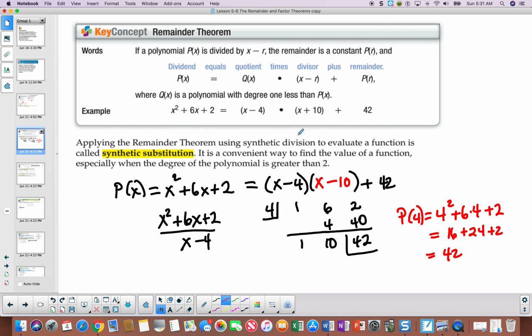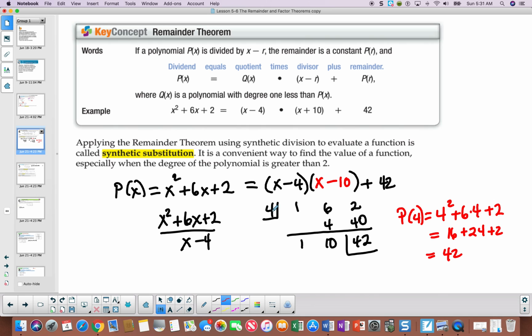Let's take a look at the remainder theorem. Okay, this is what the remainder theorem says. If you have a polynomial and you divide it by something, you get the quotient and the divisor and a remainder. Let's take a look at a number example to help you out. In this problem, I have a quadratic, and this is my divisor, this is my quotient, and here's my remainder. This is the way the problem would have looked in fraction form.